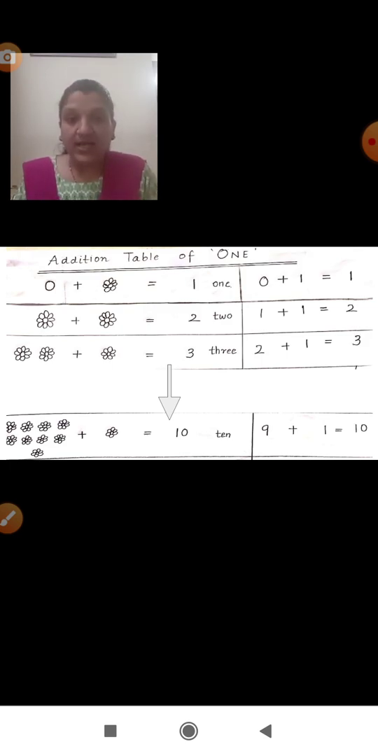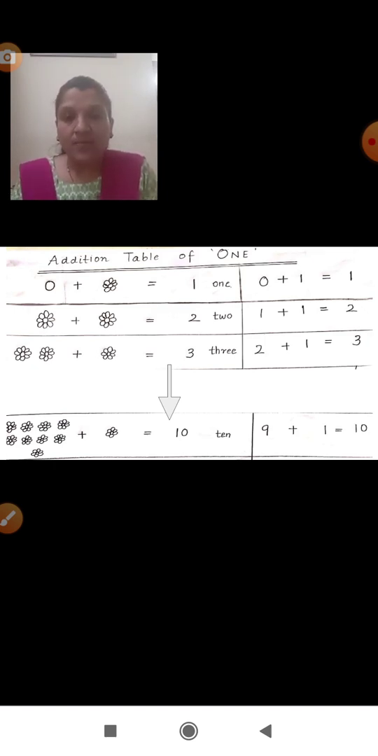Now let us see the second row. First column, it is shown in pictures. Flowers. How many flowers you see here? 1 flower plus 1 flower equals to 2. T-W-O, 2. Next column, you will write it in numbers. 1 plus 1 equals to 2.